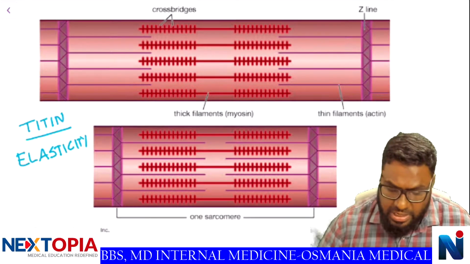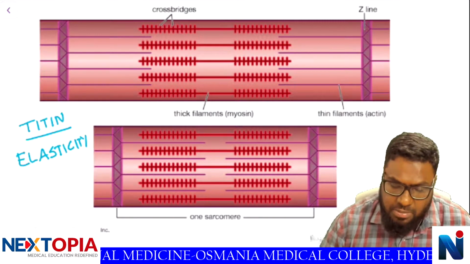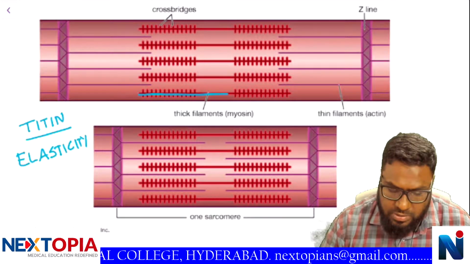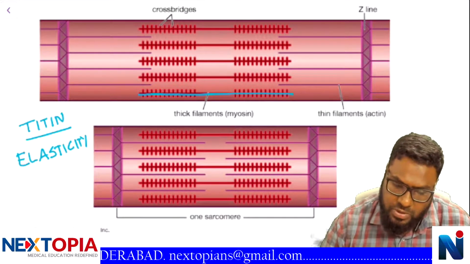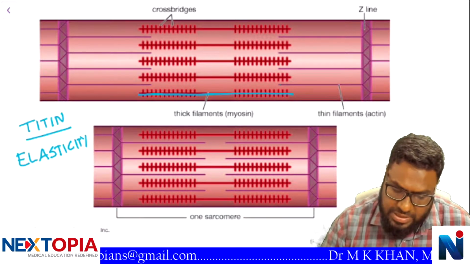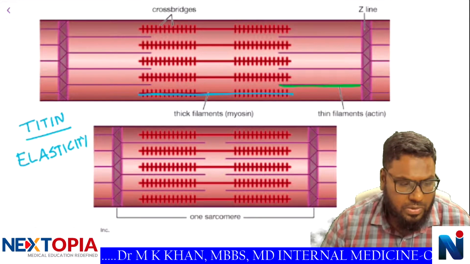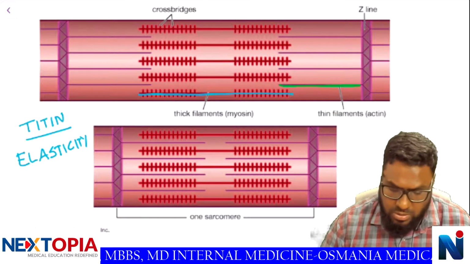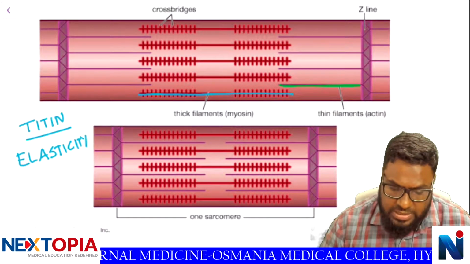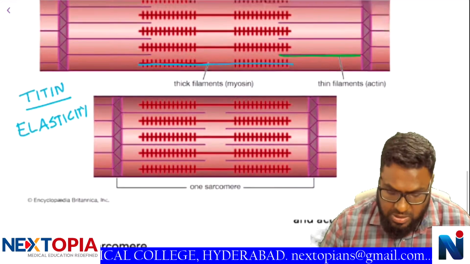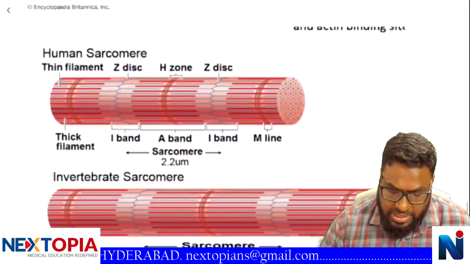So if you again observe this, we have the central region, I'll highlight it. This is the thick filament and this area is the thin filament. All right. So you can see the cross bridges or anchors. This is called titin. All right.